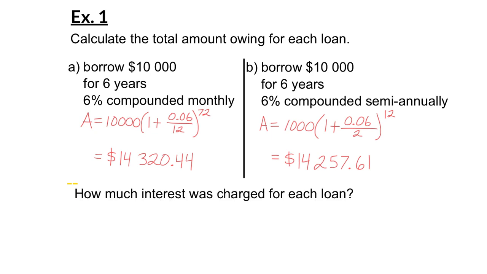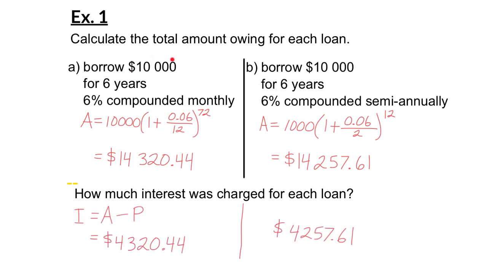Now here's a follow-up question. How much interest was charged for each loan? We're borrowing $10,000 and you're paying back this much total, so how much interest was charged? Well, if you borrowed $10,000 and you paid back $14,320.44, that means you paid back $4,320.44 in interest. That $10,000 of that amount you're paying back was the principal. Only this much was the interest.